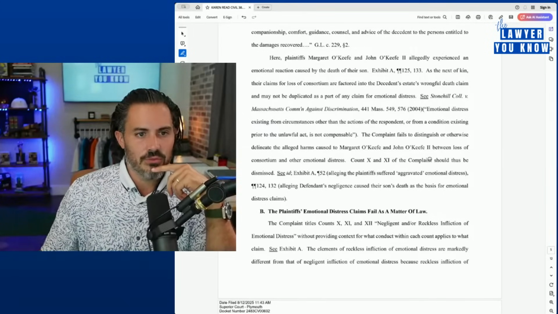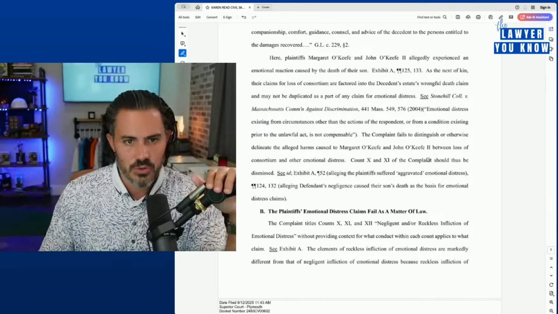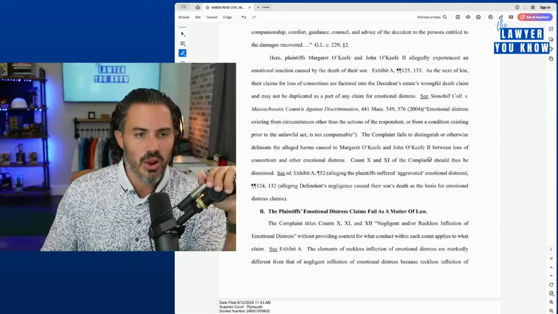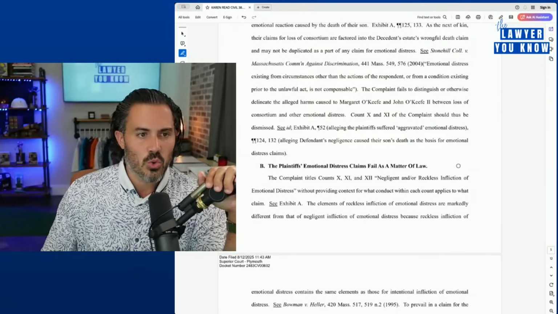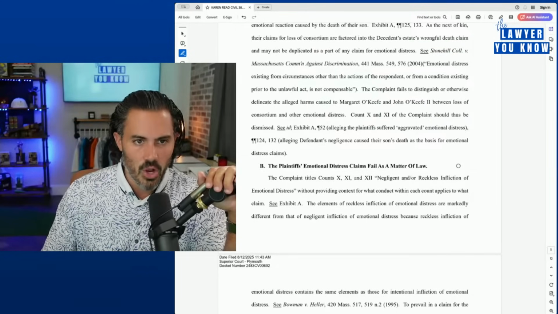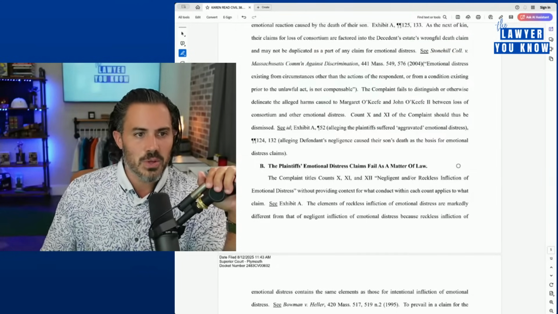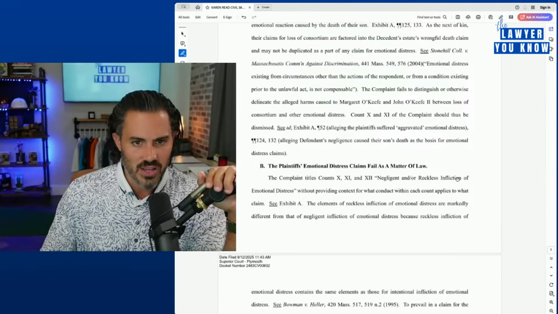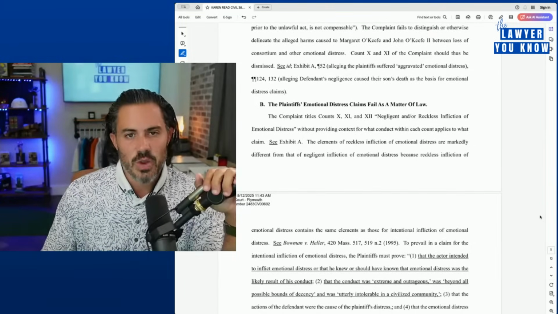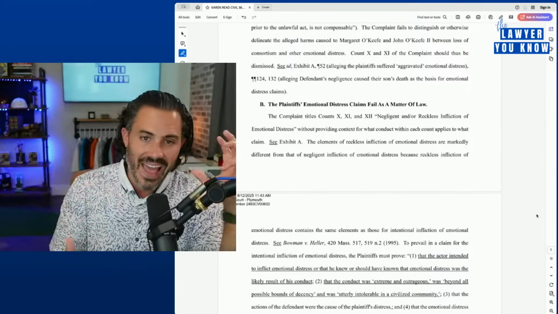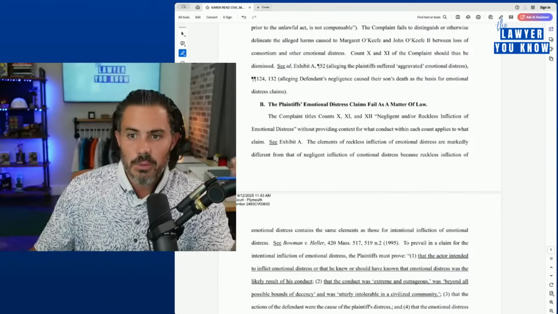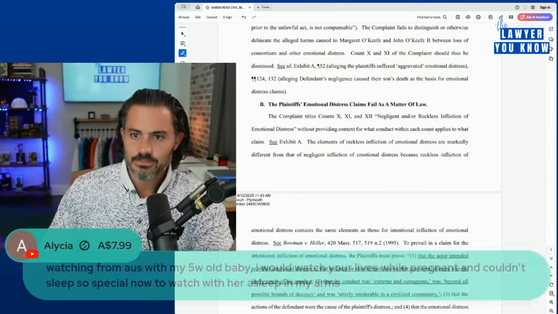Emotional distress existing from circumstances other than the actions of the respondent or from a condition existing prior to the unlawful act is not compensable. The complaint fails to distinguish or otherwise delineate the alleged harm caused to Margaret and John between the loss of consortium and other emotional distress. So again, this may be a situation where an amended complaint, where they change and maybe add some facts, and they might be able to get there, but currently they're saying it's not.